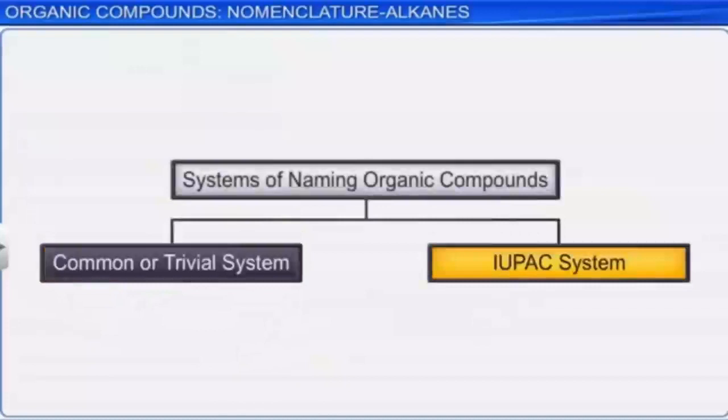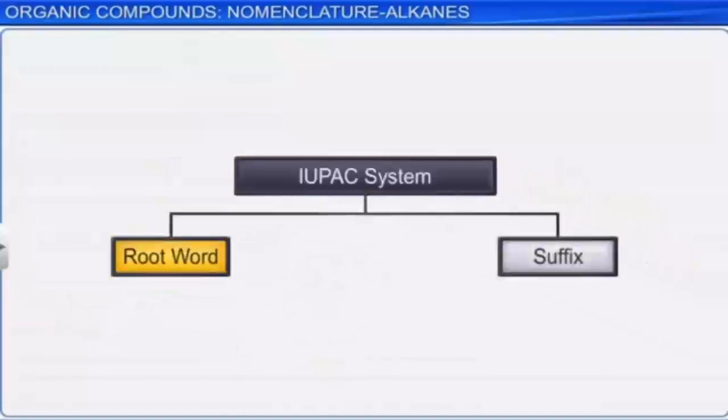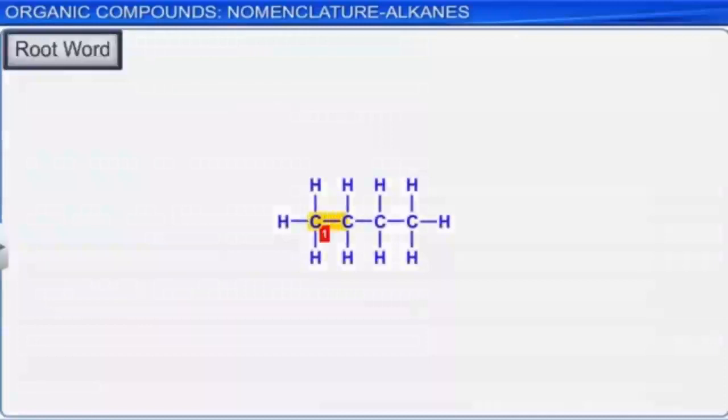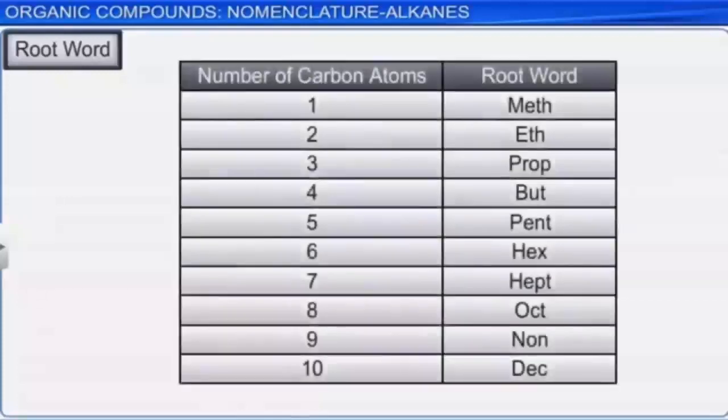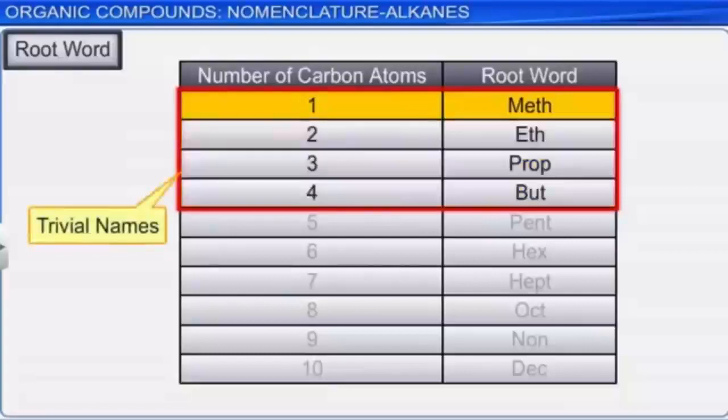The IUPAC name of an alkane basically consists of two parts, the root word and the suffix. A root word indicates the length of the continuous selected carbon chain. A chain which consists of up to 4 carbon atoms is assigned special root words from their trivial names. Thus, the root word for 1 carbon atom is meth, 2 carbon atoms is eth, 3 carbon atoms is prop, and 4 carbon atoms is but.